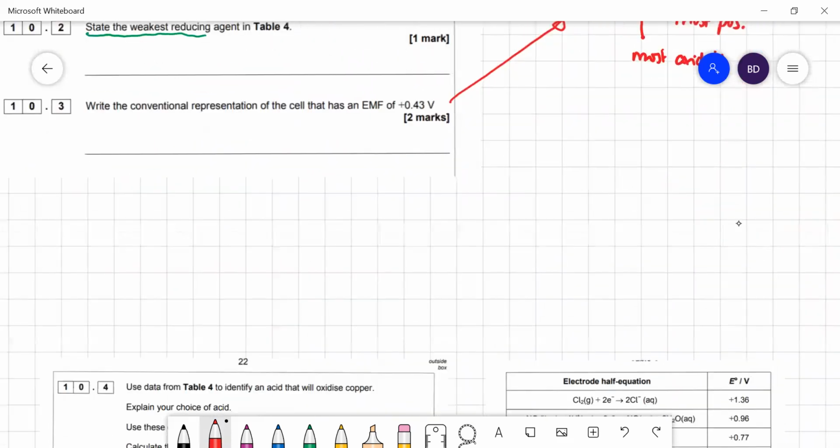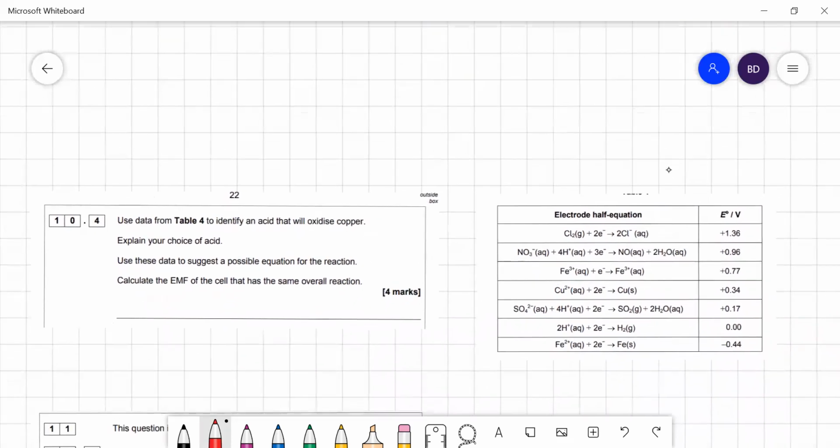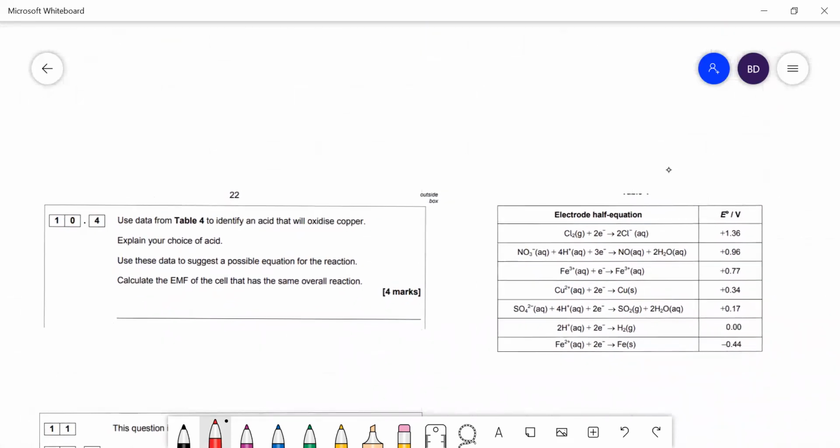Right. Okay. If we move on now to the electrode potential question, I've pasted in the electrode potentials on the right. It says we've got to identify an acid that will oxidize copper metal. So first of all, we want this equation here, don't we? And we want to oxidize the copper, so we want to make it go backwards. We want to make it give away electrons. So the copper is going to be the most positive and give away the electrons.